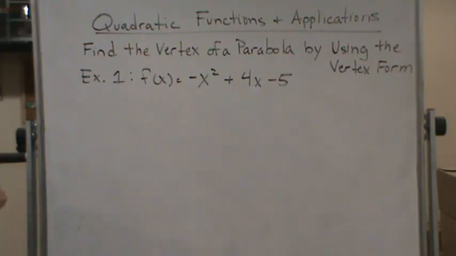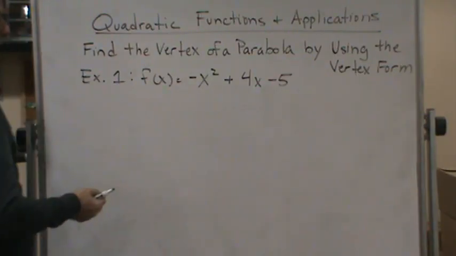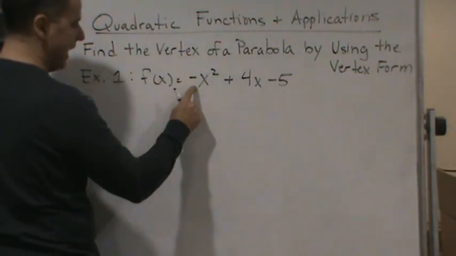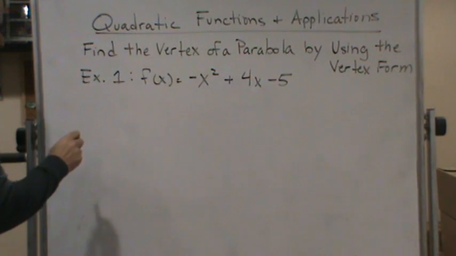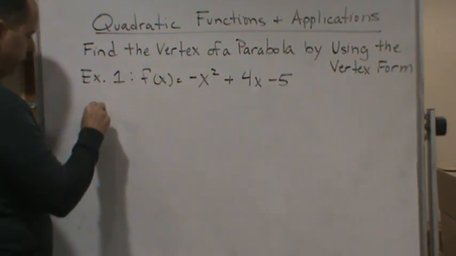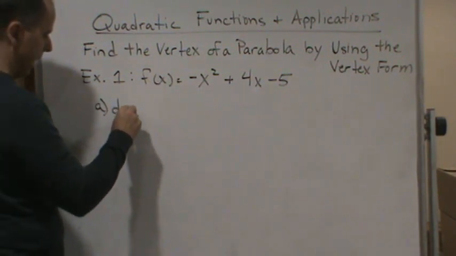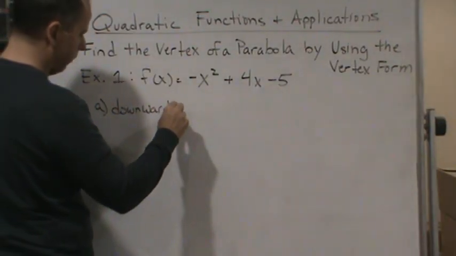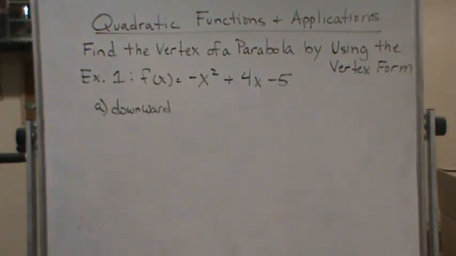So the first question is: does the graph of this quadratic function, which is again a parabola, open upward or downward? Well, notice that a is negative. So that means it's going to open downward, right? So this is going to be a downward opening. So it opens downward.